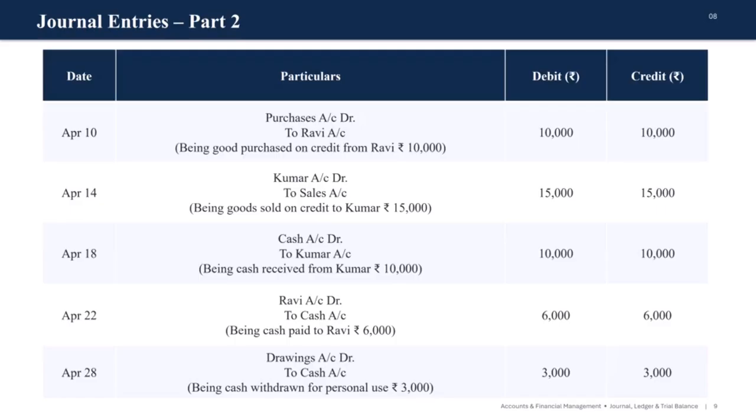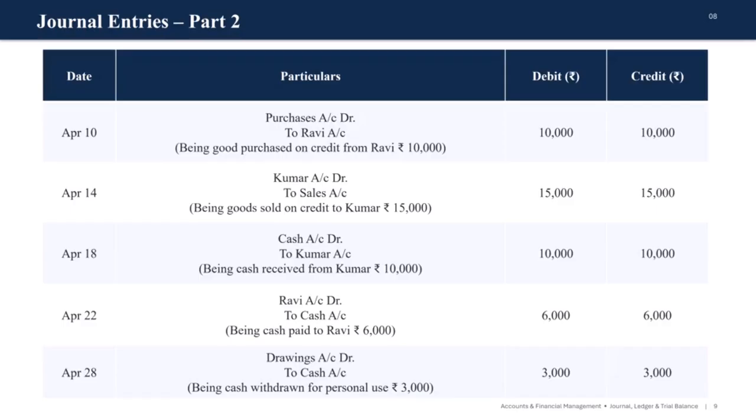So Kumar account is debited because he has to pay us later, and sales account is credited because the business earned sales revenue. On April 18th, Kumar paid 10,000 in cash. Here, cash account is debited because cash is received, and Kumar account is credited because his outstanding balance is reduced.